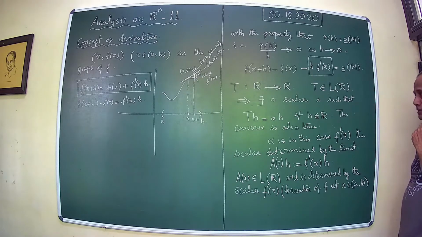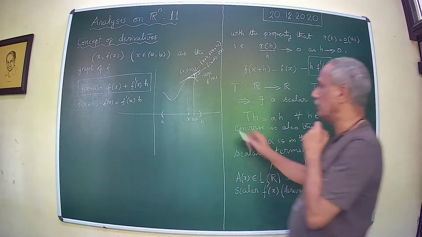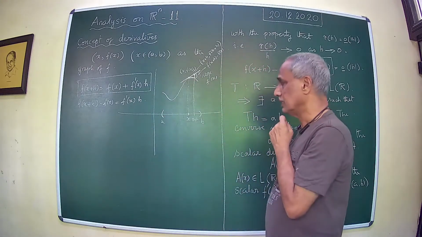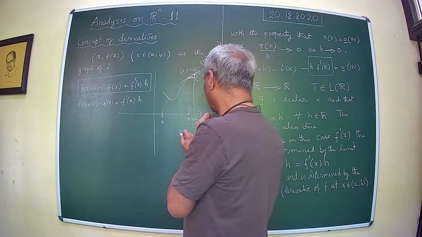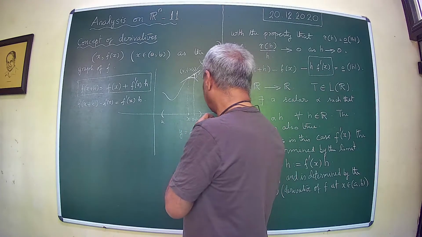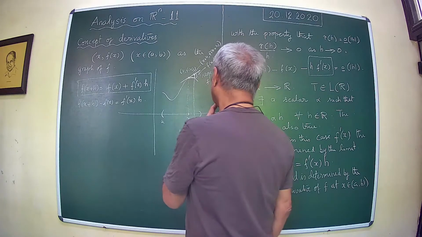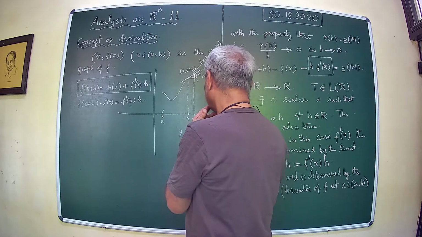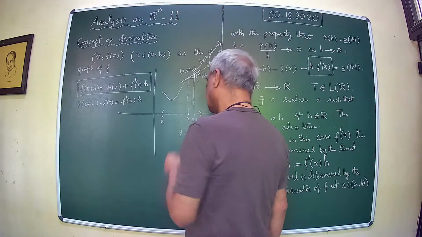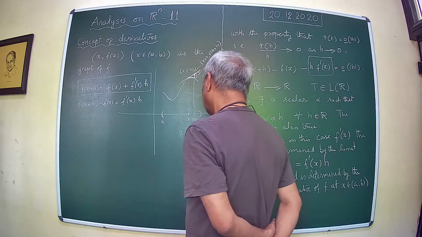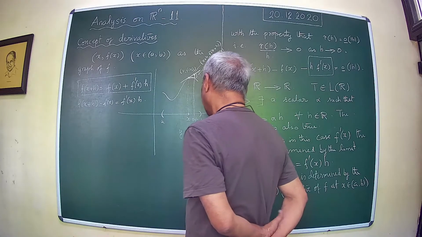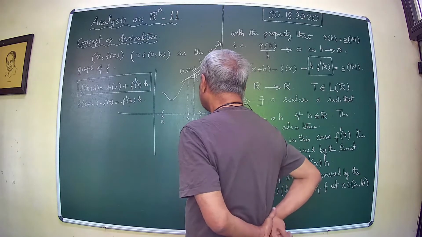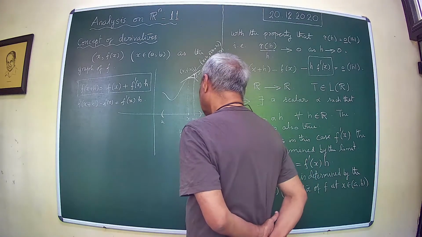Okay, in R. So you see that the equation of this line is what? The equation of this line is y equal to f derivative of x times, what is the new variable that you have? H. Okay, right? And it passes through the point h equal to 0.